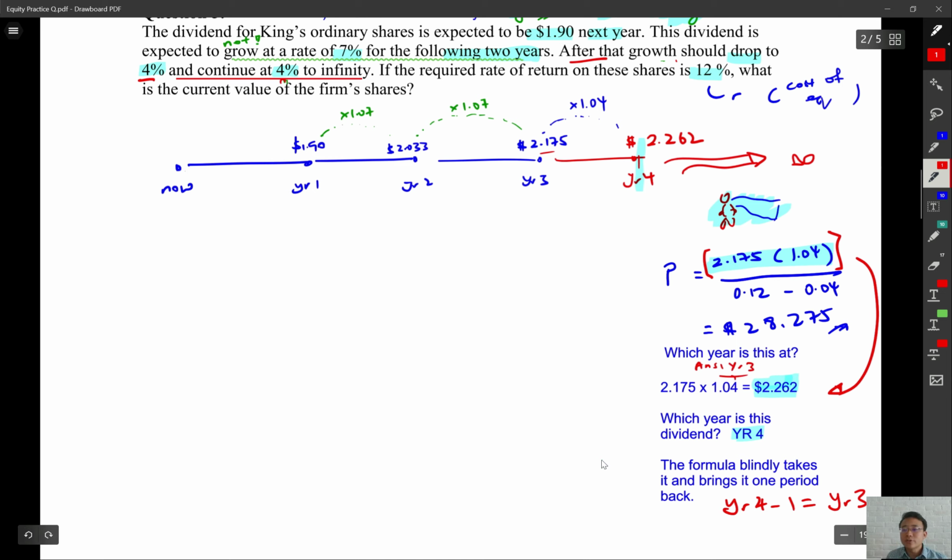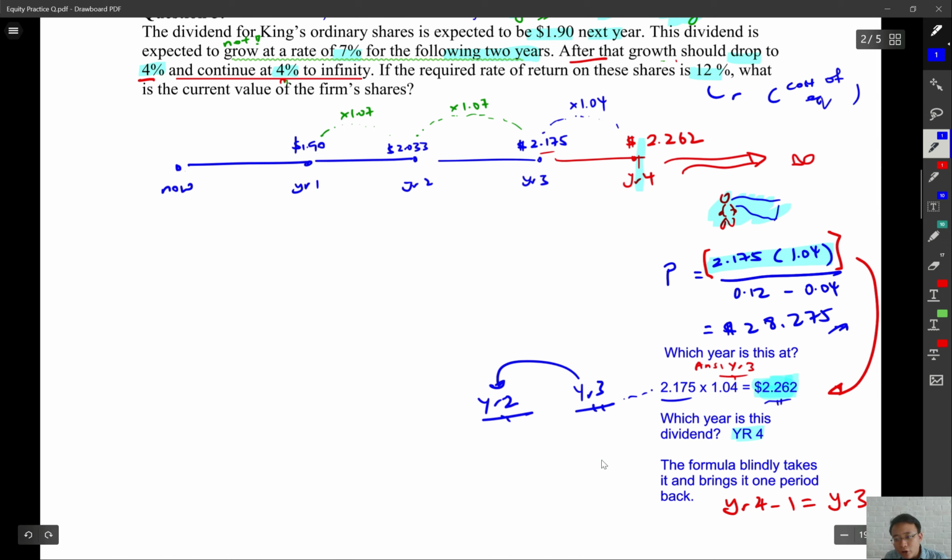Now some students make common mistakes, such as, instead of taking the final amount, the dividend, they say, oh, this was the year 3 dividend, 2.175, so I'll just bring it 1 year back and say my answer is year 2. Now people, no. Take the final amount that you are using.